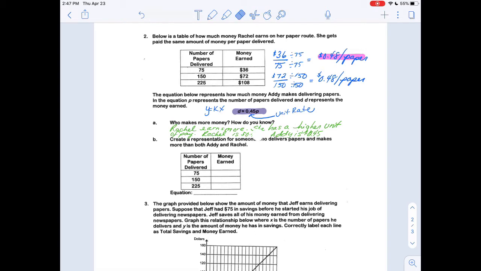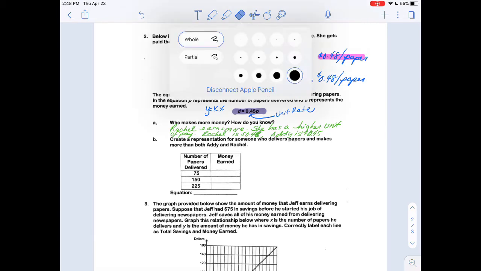I should probably erase that. There we go. Oops, I erased a lot there. Sorry about that.